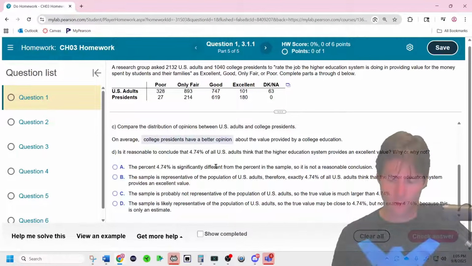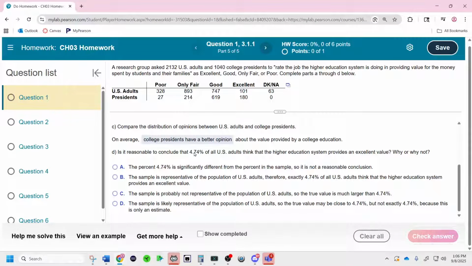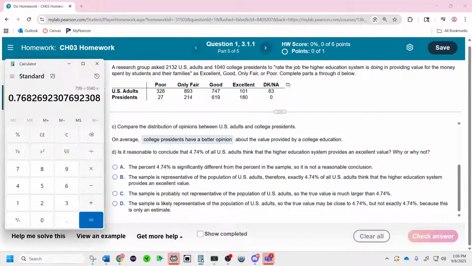This last question is not one of my favorites. It's just kind of a weird way of asking. It's asking 4.17% of U.S. adults think the higher education system is excellent. We can check their math.